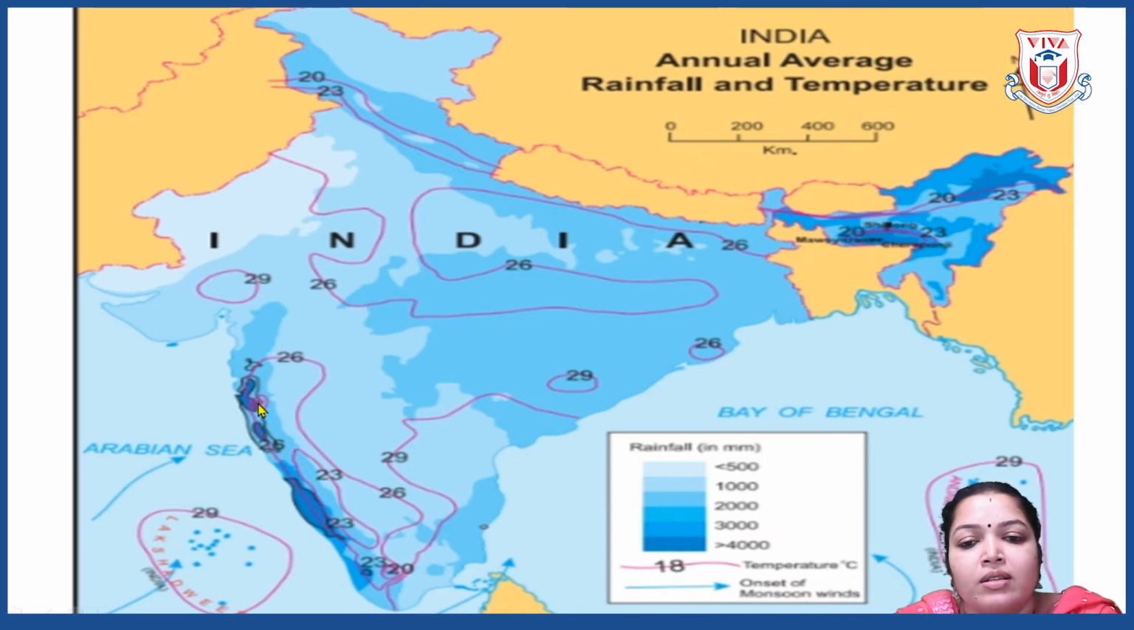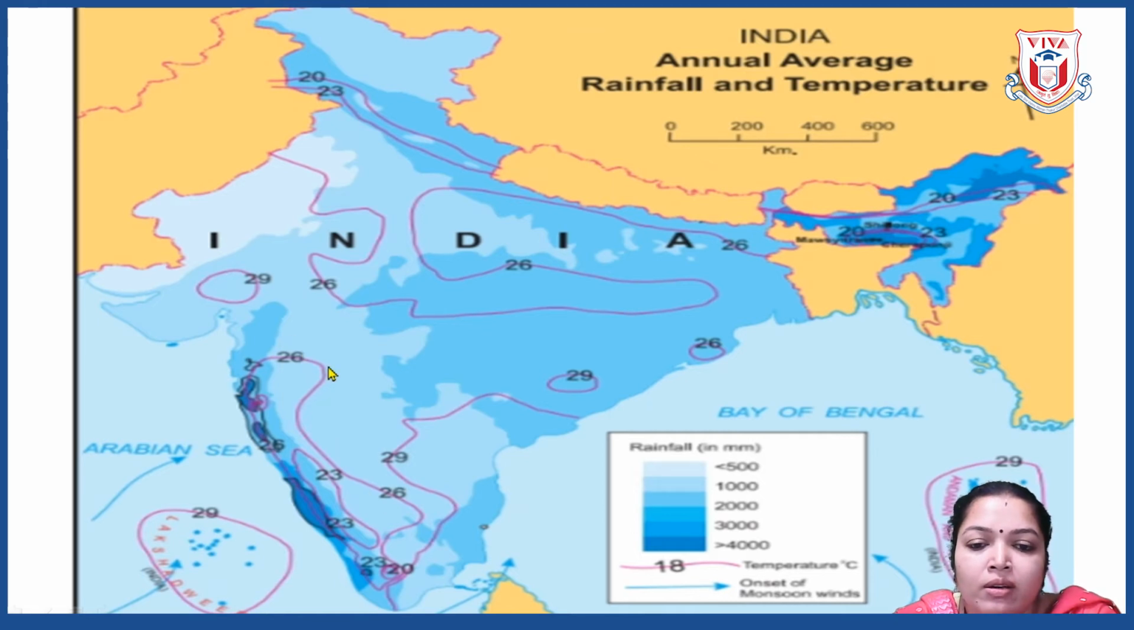Okay, why is there a darker shade here? Yes, here is our Western Ghats. They act as a barrier for this place, and because of this barrier, this region gets heavy rainfall. And as we cross this region, the rainfall is very less. So, we get a light blue shade.